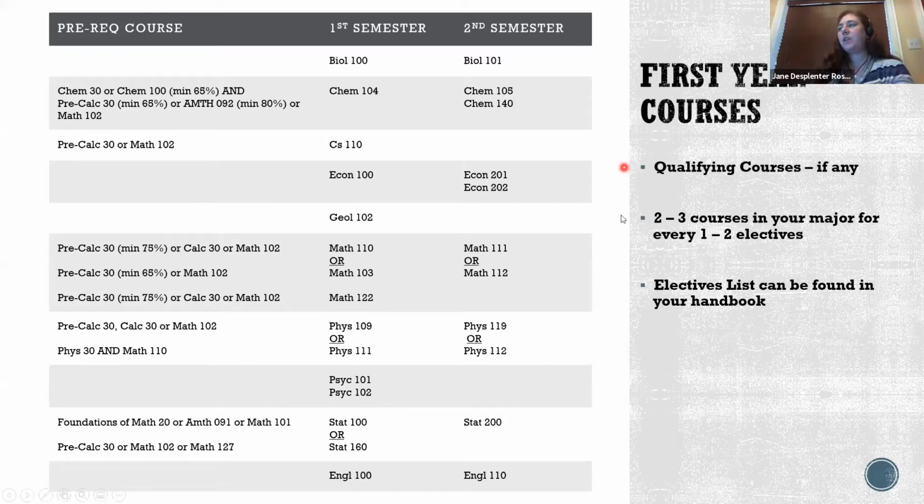And then when we were looking at your program, you noticed I showed you the top half part of the major and the bottom half. The top half is usually bigger than the bottom half. You want to make sure, if possible, to get 2 to 3 courses in your major for every 1 or 2 electives. Now, you can, and I have seen students do this a lot, take a bunch of electives in their first semester. And if you're not sure what you want to major in, this is a perfectly viable way of taking a bunch of courses and see what you like. That is okay.